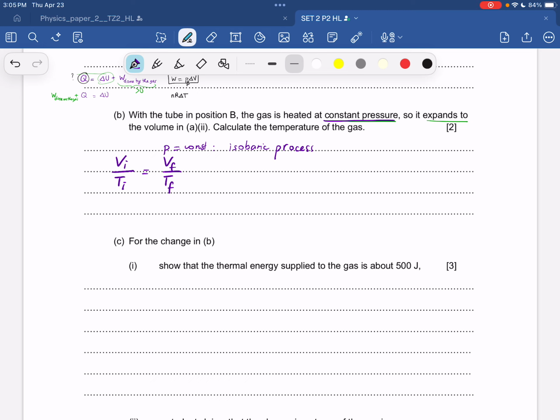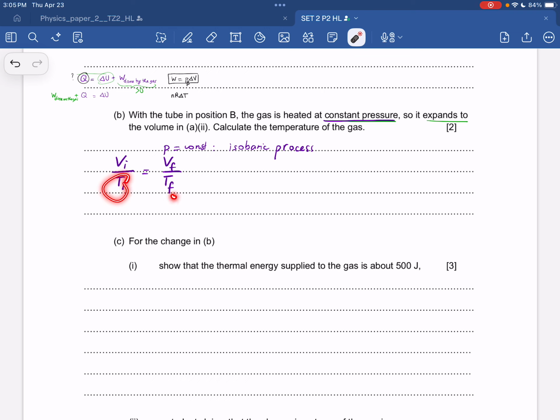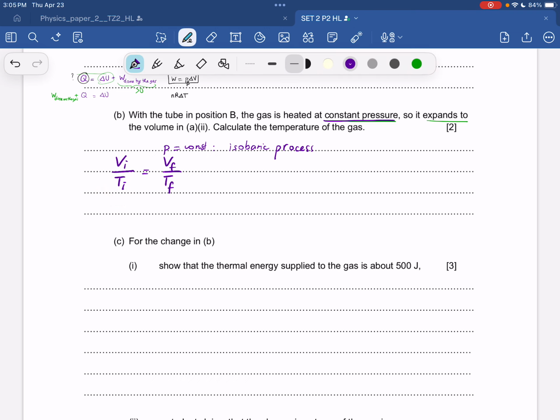So actually, do we know V_i? We do. Do we know V_f? Yes, we know. Do we have T_i? Yes. So can we find T_f? Yes, right? So it's pretty simple. It's just another approach. So T final will equal V_f over V_i times T_i, right? Just plug in the values, then we can find it.